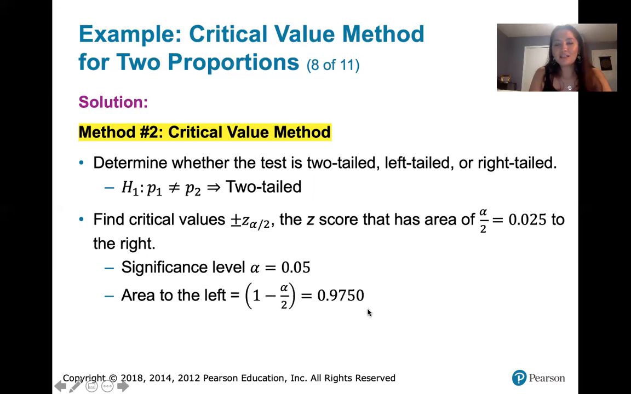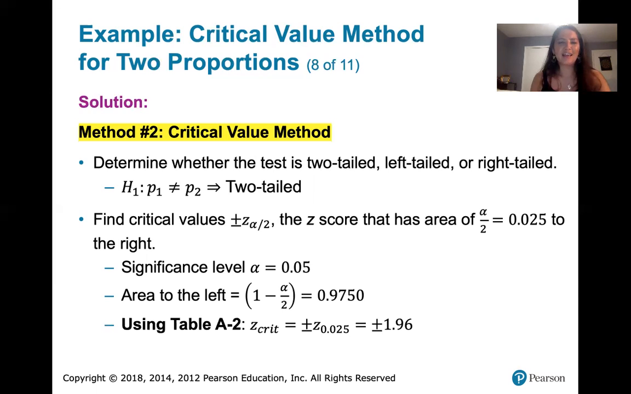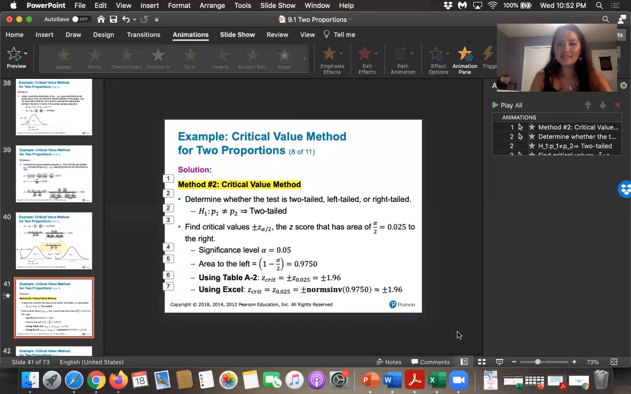to find the area to the left of 0.9750 in the body of the table and find the corresponding z-score. Then using table A2, we get z equals plus or minus 1.96. z equals 1.96 is your top z-score, on the right side of your standard normal distribution, and z equals negative 1.96 separates that bottom 2.5% of the area from the top 97.5% of the area under the curve. Let me show you how to do this using table A2.